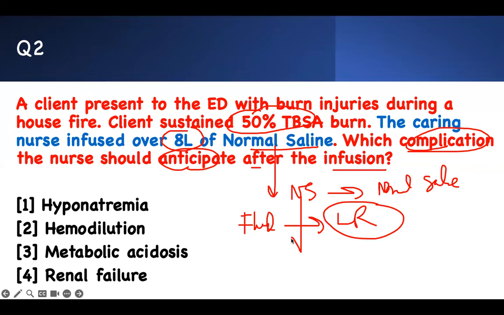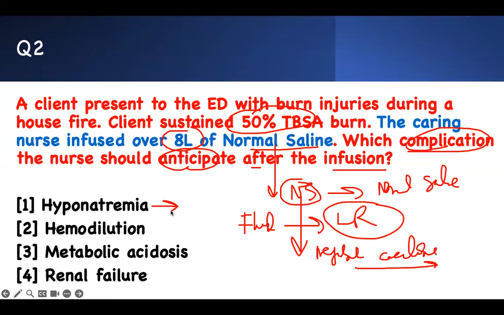If you give them too much normal saline, because we know they're going to receive a lot of fluid, that's why we have a problem. The side effect of normal saline is metabolic acidosis. You don't want this patient who is burned to be in metabolic acidosis. Therefore, the answer choice is straightforward. If you know the concept, you just pick the answer and you move forward.